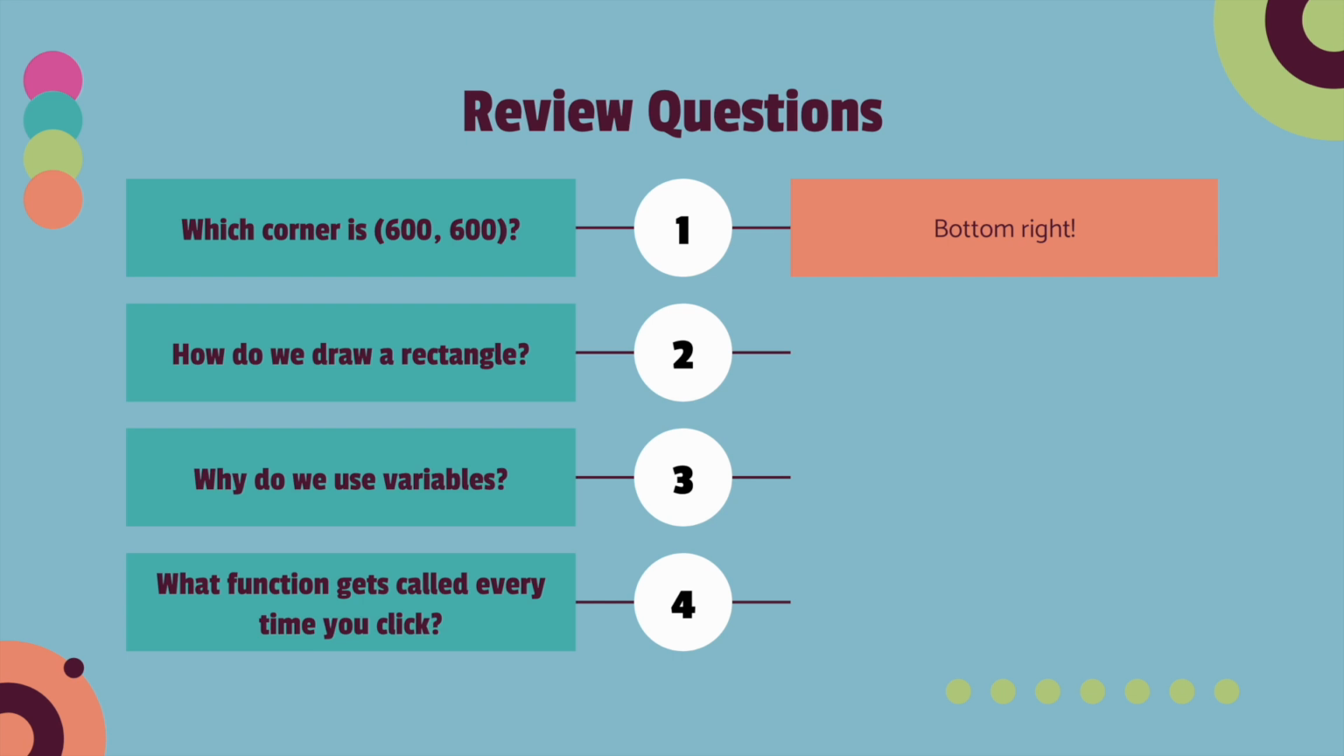Next, how do we draw a rectangle? You can draw a rectangle by using the rect function and putting in values for x, y, the width, and the height. Next, why do we use variables? We use variables to store data. Last, what function gets called every time you click? The mouseClicked function gets called every time you click.